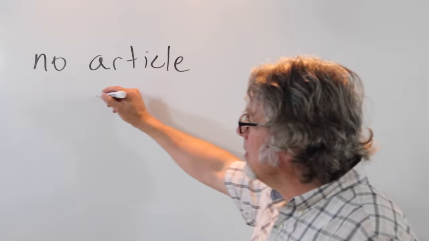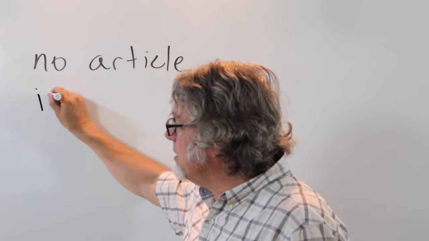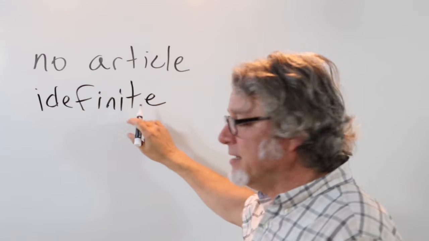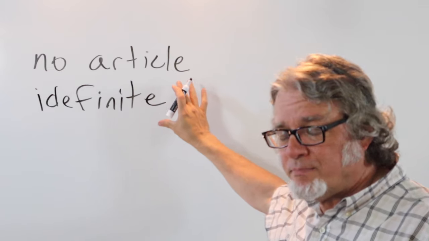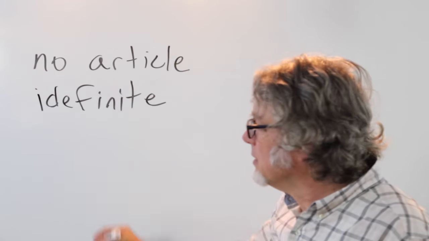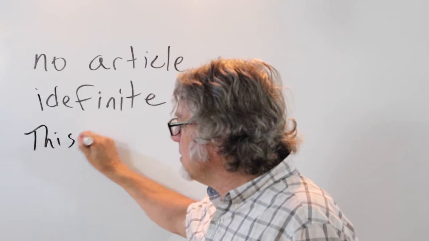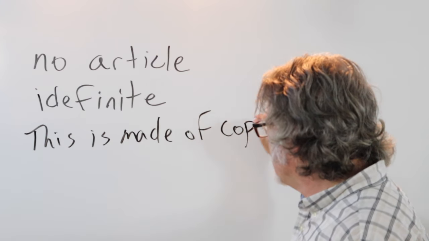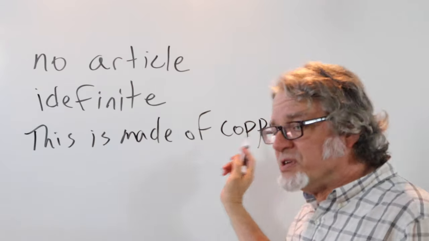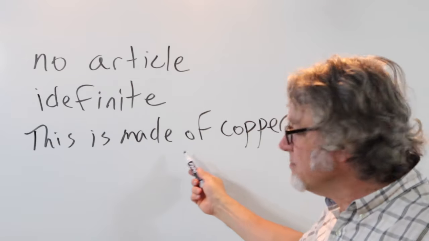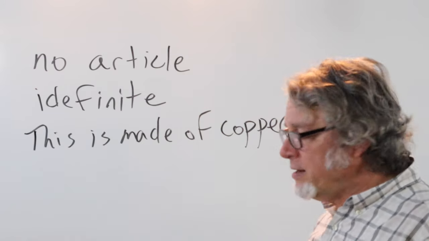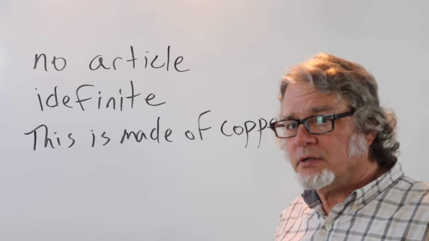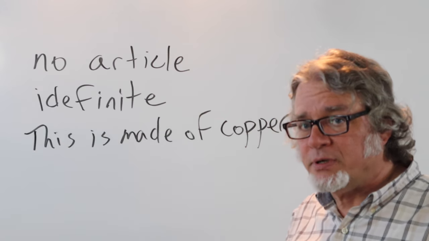There's no article when the quantity is indefinite. It might not take a particular form. This is made of copper. This is a substance, and there's no article here. Don't say this is made of the copper. This is made of copper.